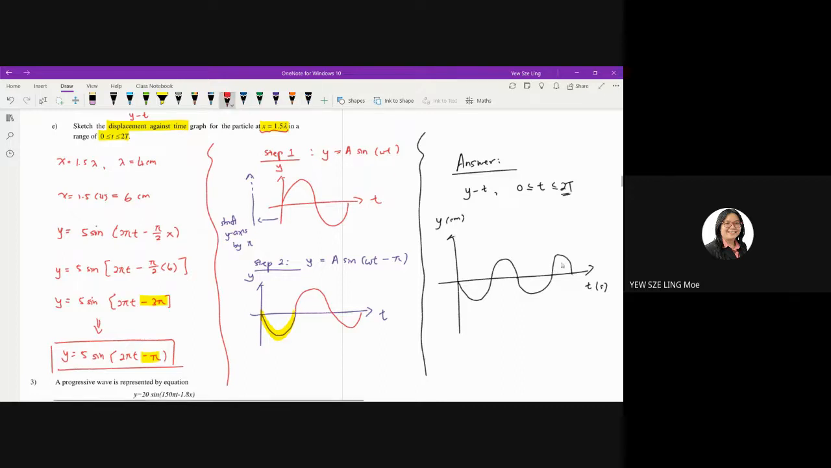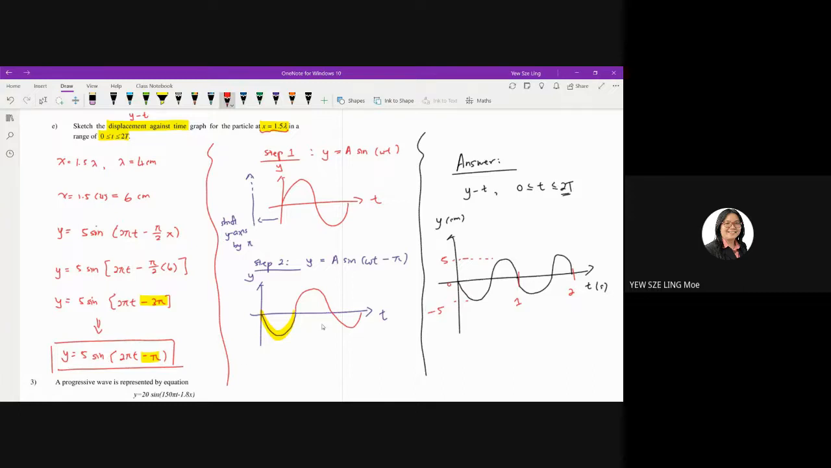Okay, that is the final answer. So label it. Don't forget the labels. So this is 5, this is 0, this is -5. For 1 cycle, it is 4 cm. For 2 cycles, it is time, so period. 1 period is 1 second, so 2 cycles is 2 seconds. So that's it. That is the final answer.